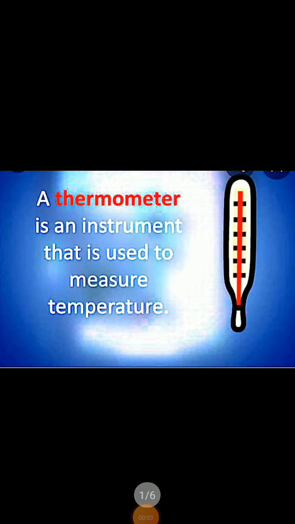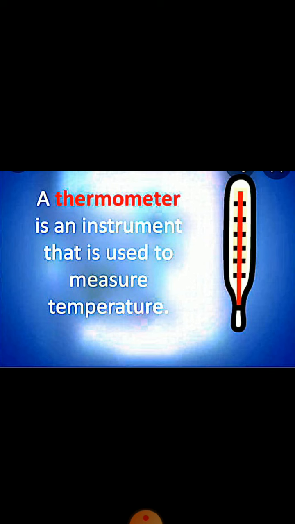As we are discussing chapter 4, heat and temperature, in the previous class we saw what the effects of heat are. Now we will understand the thermometer and the types of thermometer. A thermometer is an instrument that is used to measure temperature. Everyone knows that the thermometer is used to measure temperature.